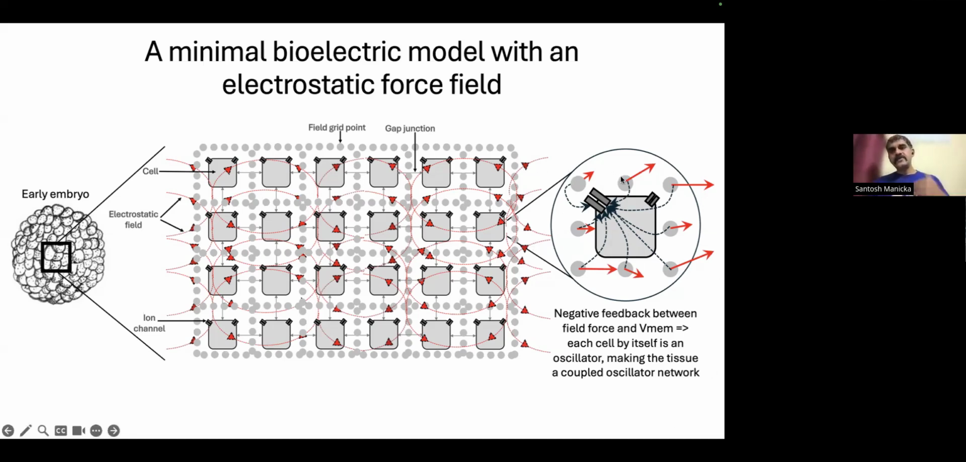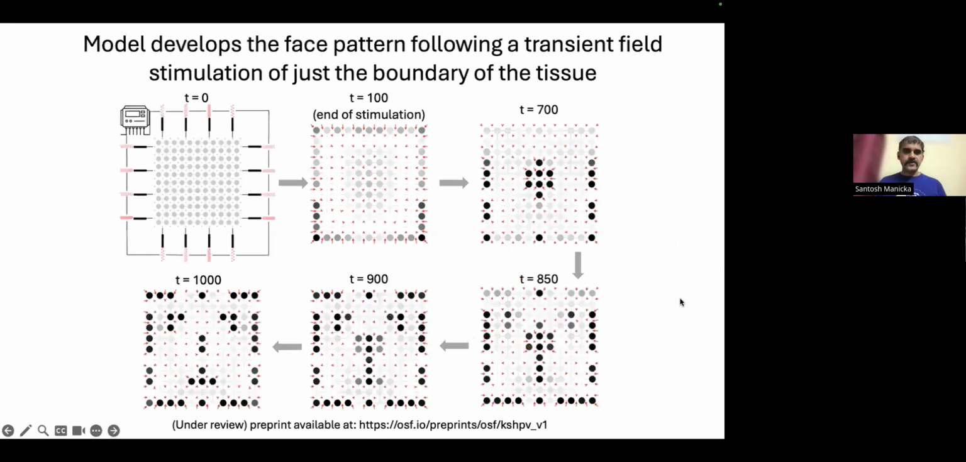So again, I don't want to go into the details of the model, but I just want to point out that we assumed a negative feedback interaction between the electric field that a cell is surrounded by and its voltage. And in general, we know that patterning requires some sort of negative interactions, and the literature also supports that to some extent. And so that's what we assumed.